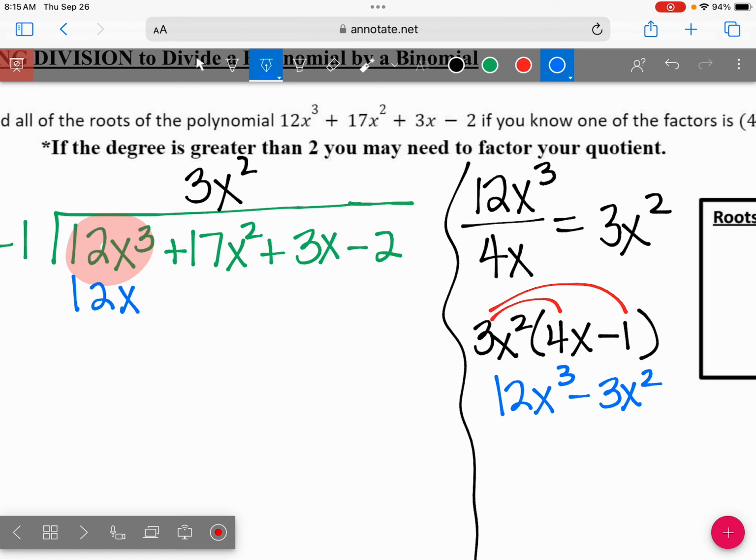And the step that people forget that causes them to miss this on the test is you have to change. So that positive 12x cubed is going to change to a negative, and the negative 3x squared flips to a positive. So when you do that, 12 minus 12 is 0, so that goes away. What's 17 plus 3? 20.